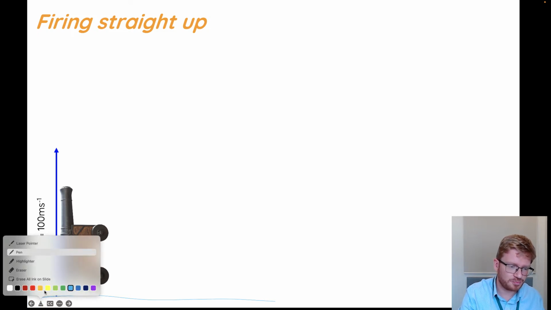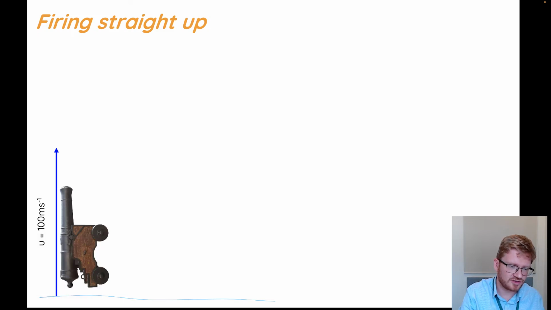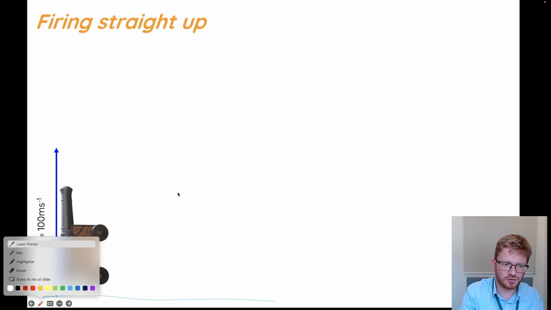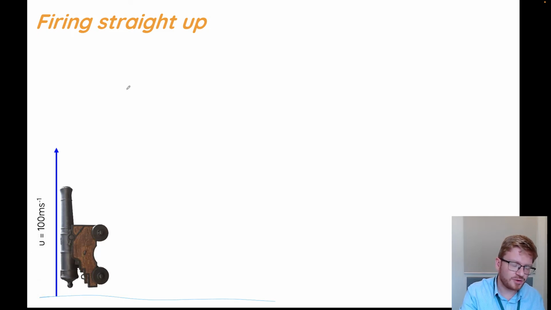So if you imagine the path that a cannonball will take in this instance, it's going to go up, slow down, slow down, slow down, and then crash back down to Earth. And we have no horizontal components, so it won't go from side to side. So a classic question would be, well, how long does it take to go up and then come back down again? Well, let's think about our suvats then.